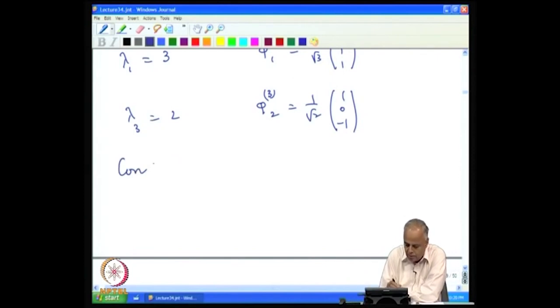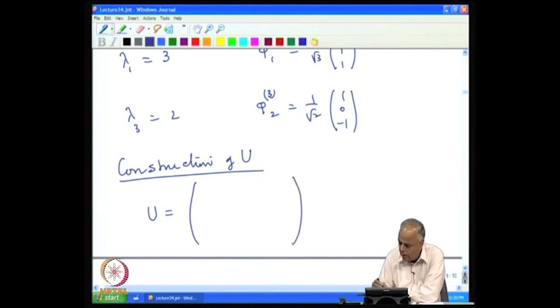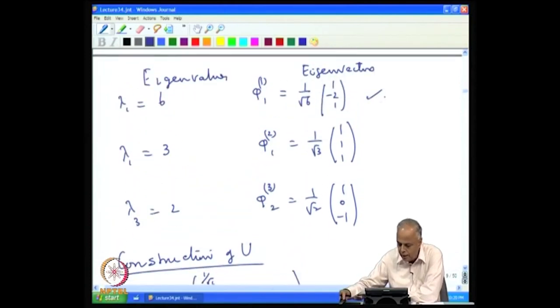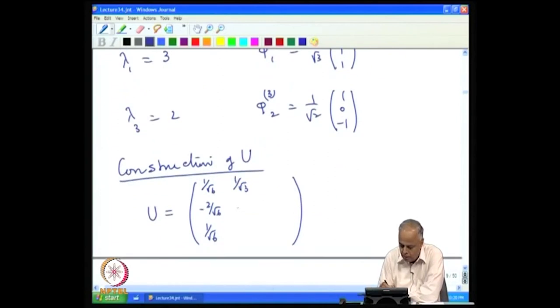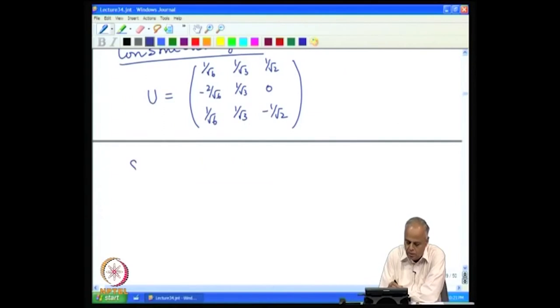Now, we look at the construction of U, the unitary matrix. How do we construct? We put these eigenvectors along the columns. If you put the eigenvectors, we have 1 by root 6, minus 2 by root 6, 1 by root 6. That is the first eigenvector. Then the second eigenvector comes along the second column. So, it is 1 by root 3, 1 by root 3, 1 by root 3. And the third eigenvector comes along the third column, minus 1 by root 2, 0, 1 by root 2. Now, since the columns are orthonormal, U is unitary.